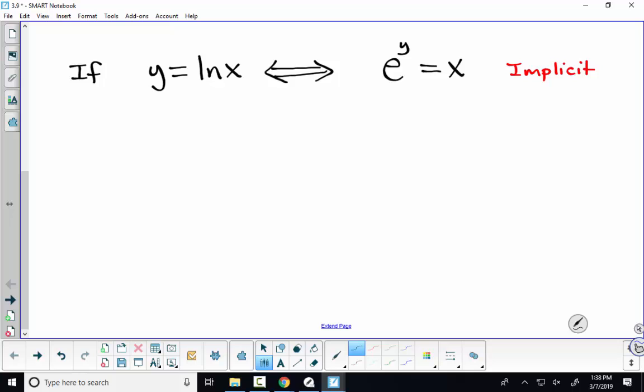So implicit differentiation on e to the y equals x, you just take the derivative of both sides with respect to x. Derivative of the right is equal to 1. What's the derivative of e to the y? E to the y times y prime. Yeah, we just did that one too. E to the y times y prime.